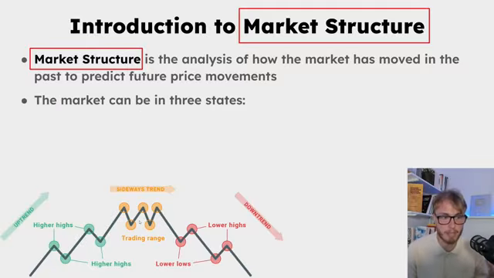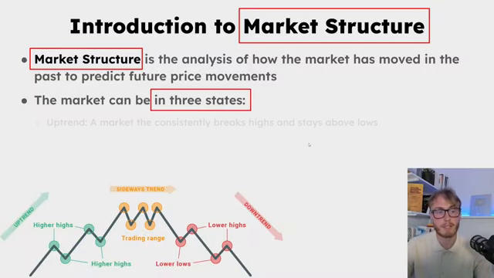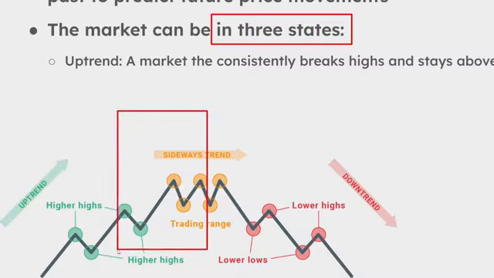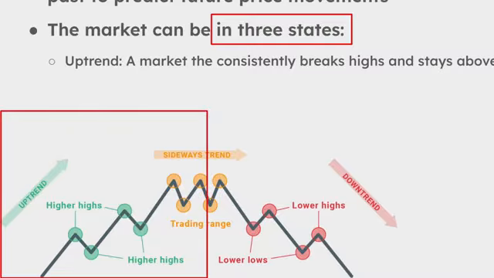And the first thing we have to learn here is that the market can be in 3 states. The first market state is the uptrend. And we know that the market is in an uptrend if the market consistently breaks higher highs while at the same time prints higher lows. So if you take a look right here, we can see an example of an uptrend.